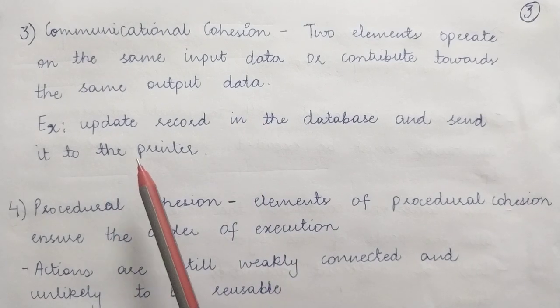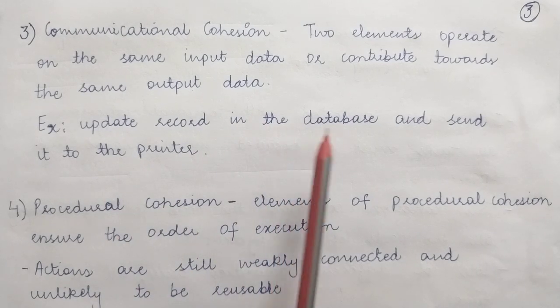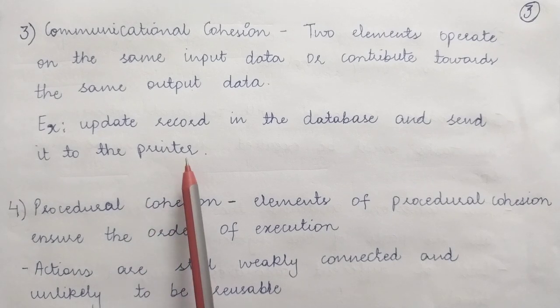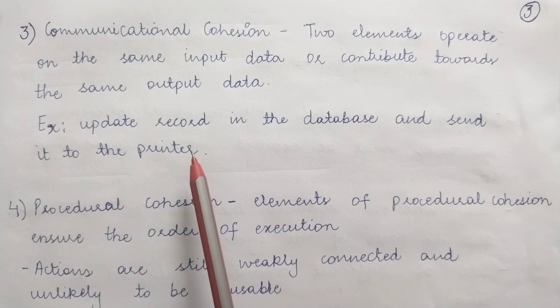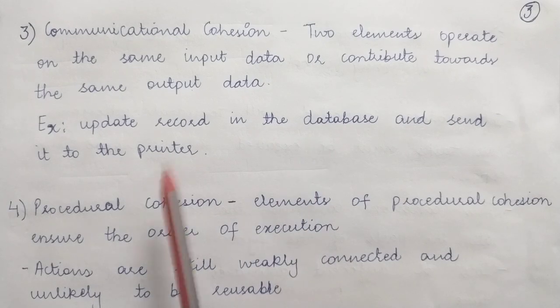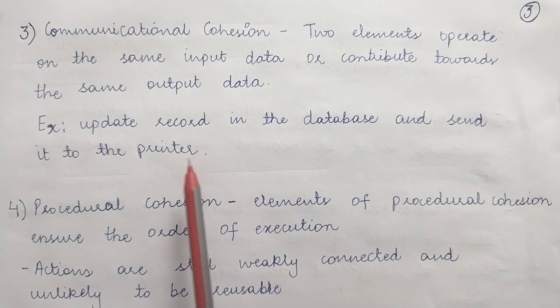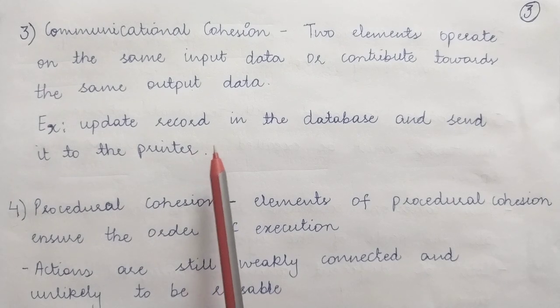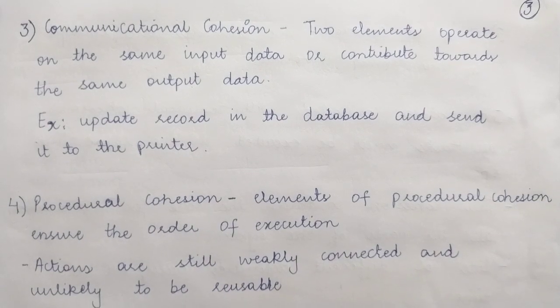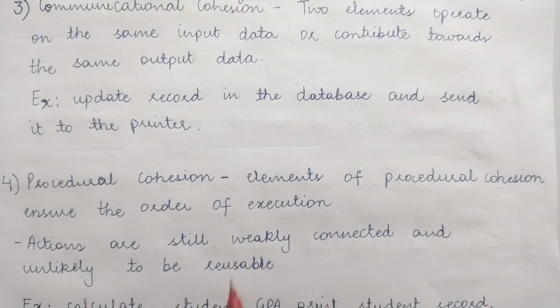As an example, when we update records in the database and send them to the printer, that means the same records are being operated upon by both the database and the printer. So two elements, the database and the printer, are contributing towards the same output data, or working upon the same input data.